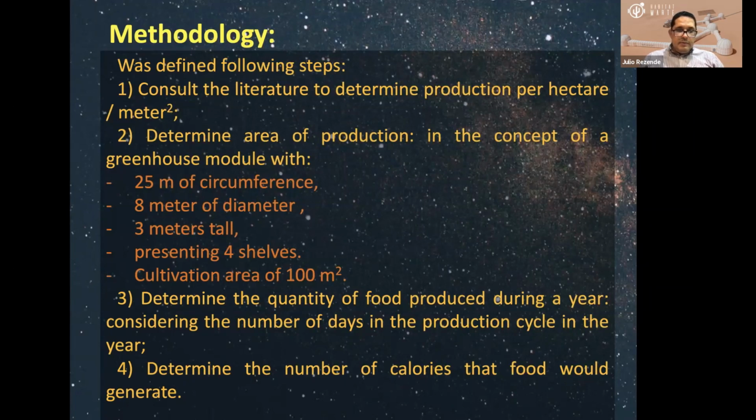The third step is to determine the quantity of food produced during a year. Also consider the number of days in the production cycle in the year. Different plants present different cycles in terms of number of days to produce the food, to arrive in the productive stage. Also, determine the number of calories that food would generate, how nutritive the plant is.